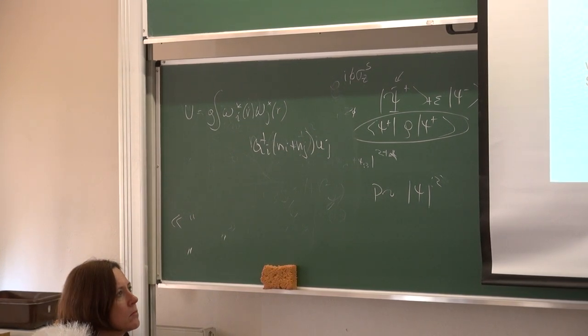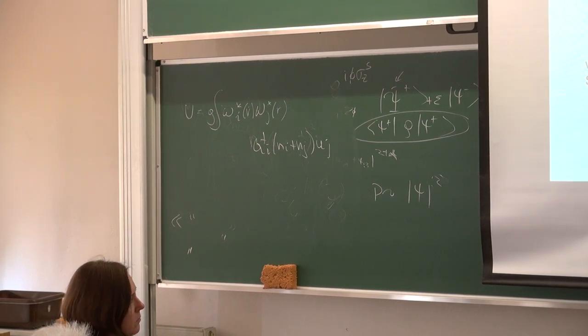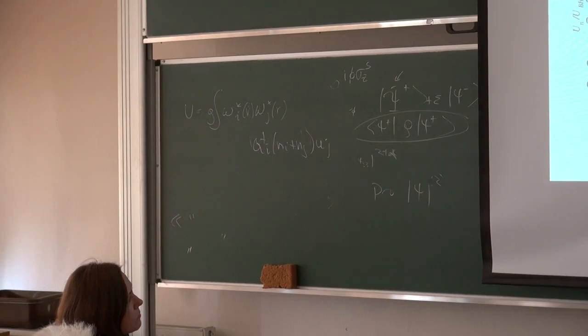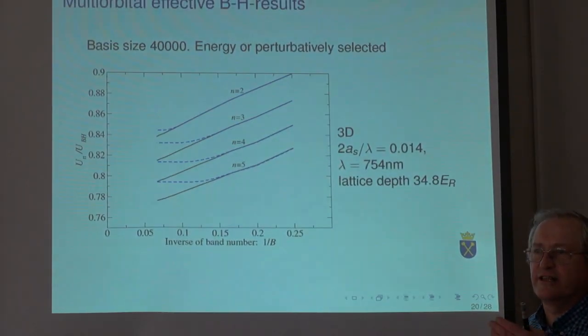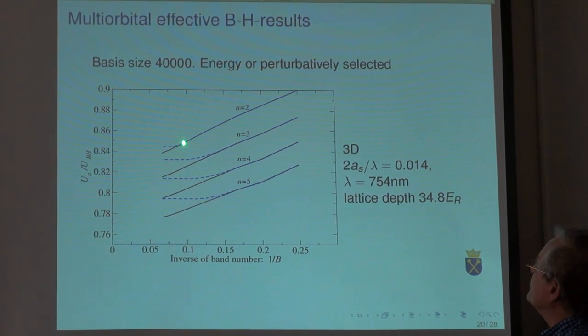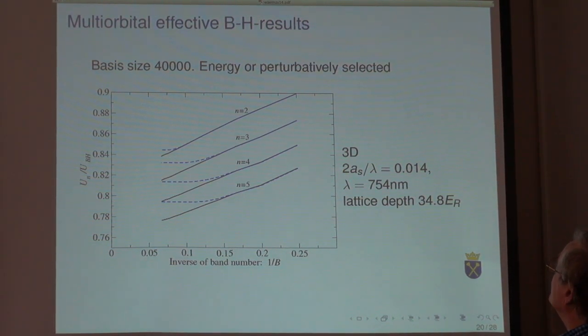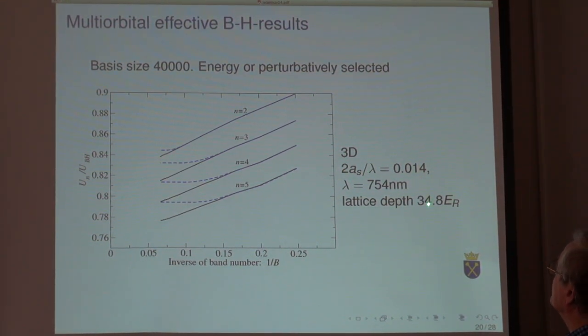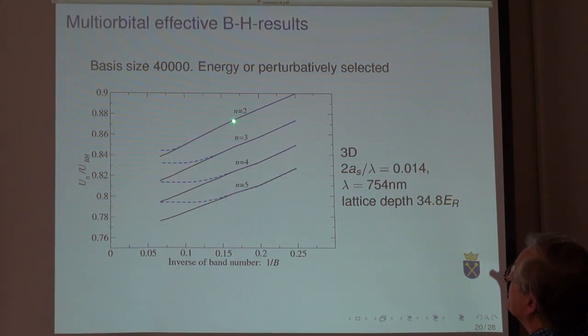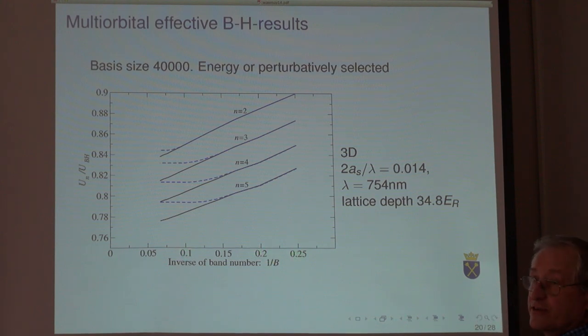I'm sorry. Okay, so let me just show you. Then you can build the effective Hamiltonian. And I just wanted to show you some results to show you that life is not simple. For example, this is just the diagonalization on one side. Results for a 3D lattice, with some peculiar parameters, the lattice depth is weak. The horizontal axis is the inverse of the band number, how many bands you include. So you include 4 bands, 5 bands, 10 bands, whatever, something a little bit more.